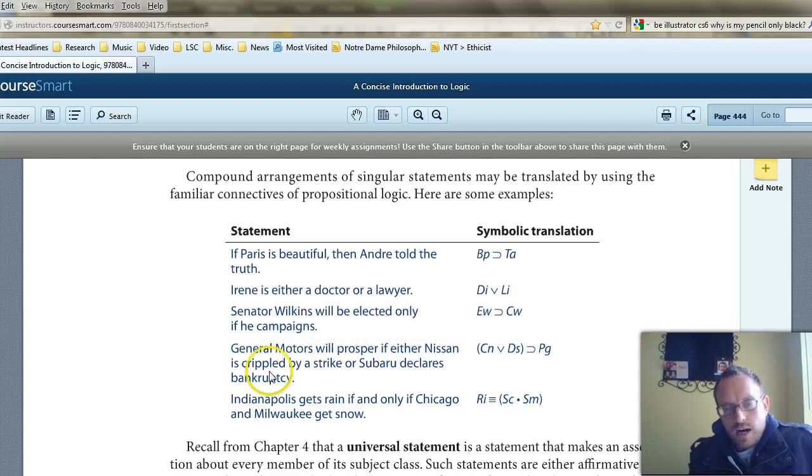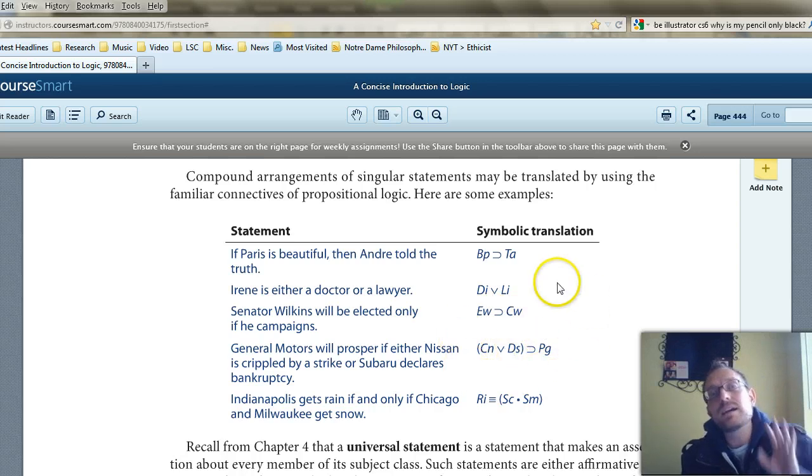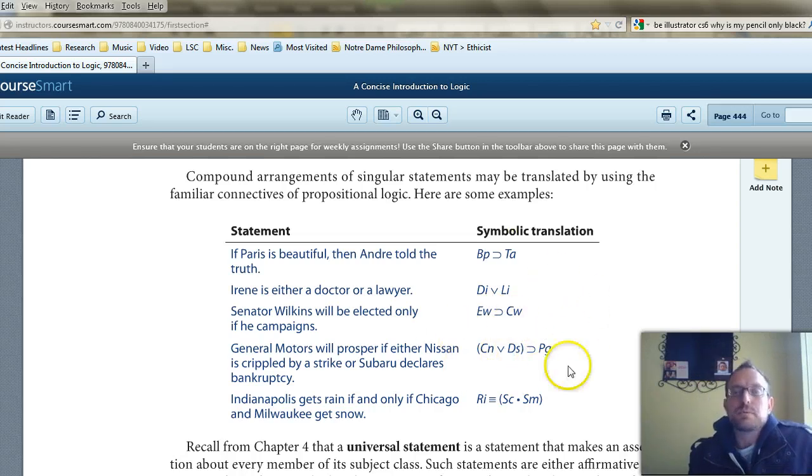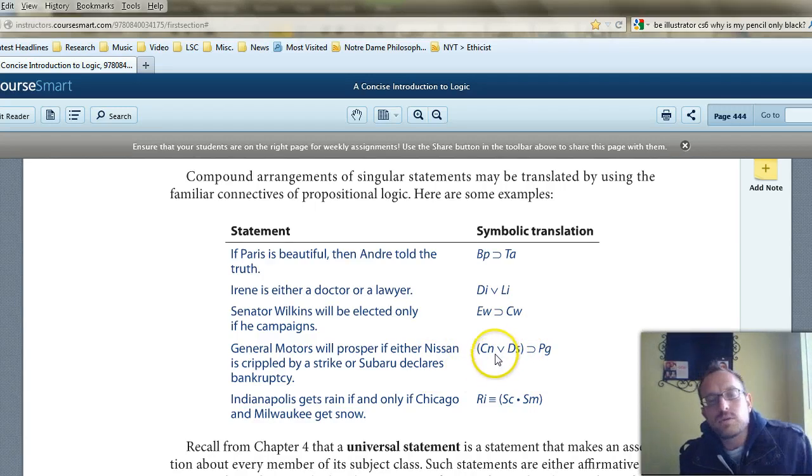General Motors will prosper if either Nissan is crippled by a strike or Subaru declares bankruptcy. You can see they're slowly adding in complexity here, but the basic system that we learned in propositional logic applies. That's one of the reasons we spent so much time going over propositional logic and natural deduction and all of these rules and building proofs, so that by the time we got here to predicate logic, you would be amply prepared to understand what this sort of statement means. The only new monkey wrench we've thrown into the situation here is that we're just now adding the symbolization for the predicates as capital letters, and the subjects get lowercase letters.